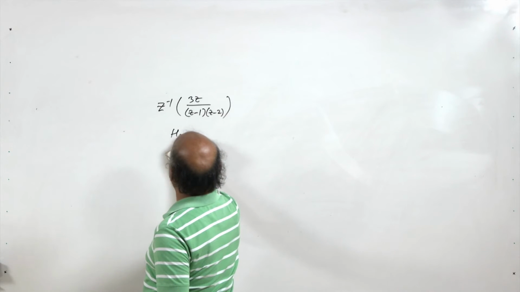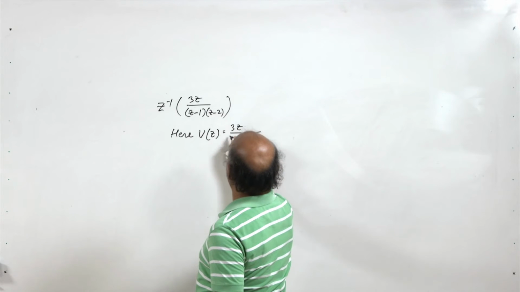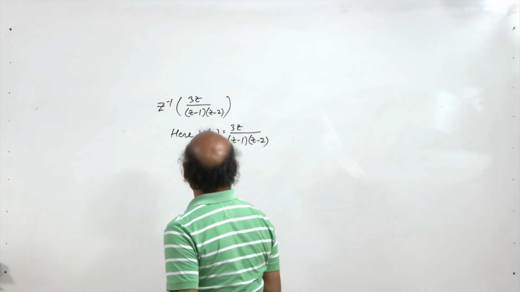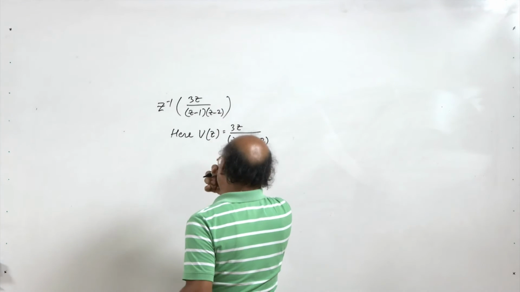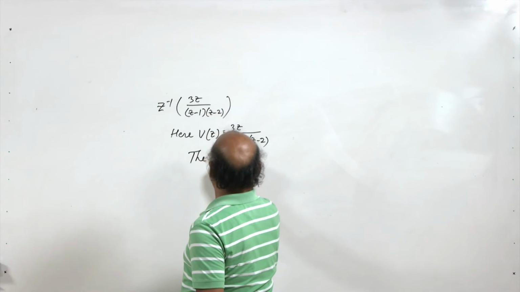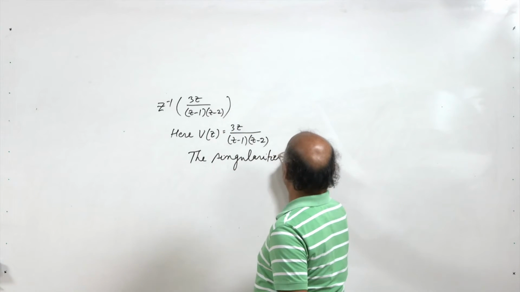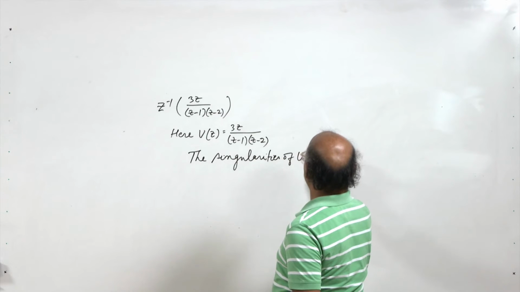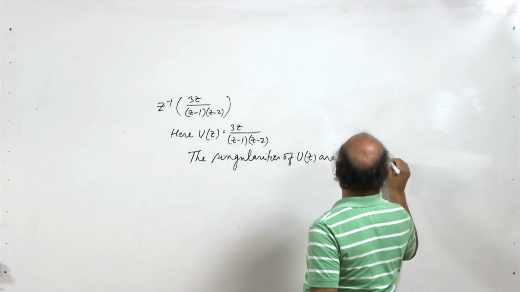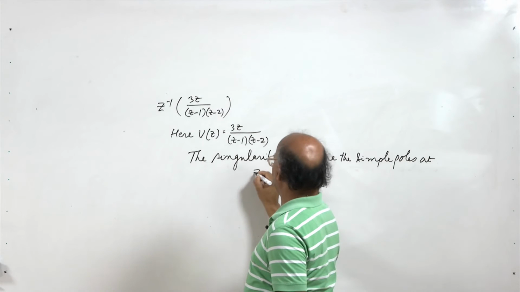Here let us say U(z) is equal to 3z over (z minus 1)(z minus 2). So, let us find the poles of U(z), the singularities of U(z). These are simple poles at z equal to 1 and z equal to 2.